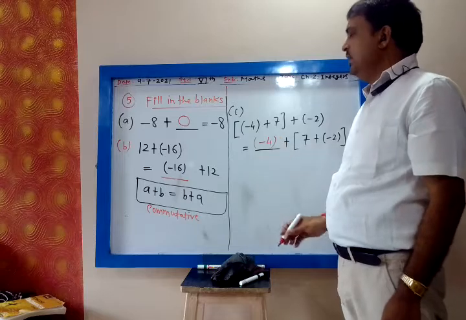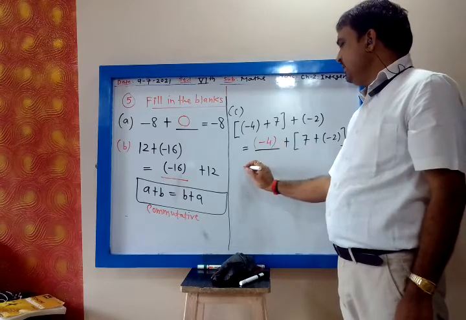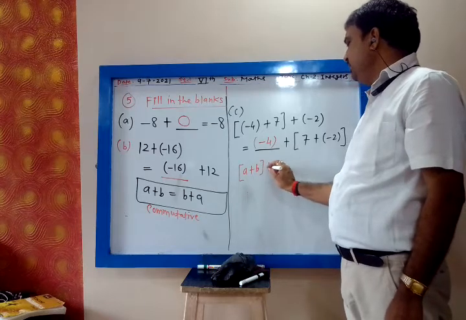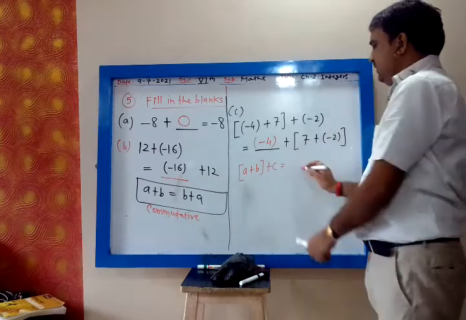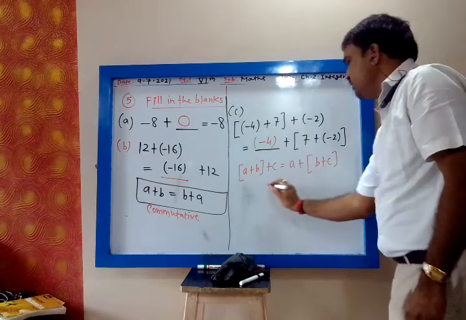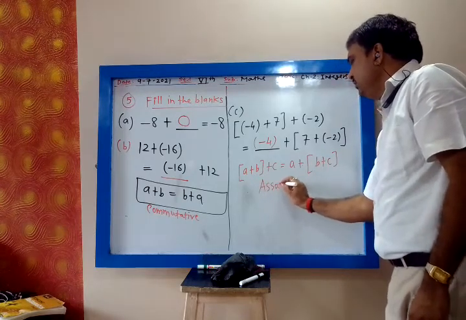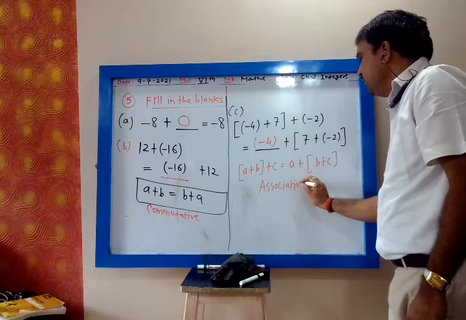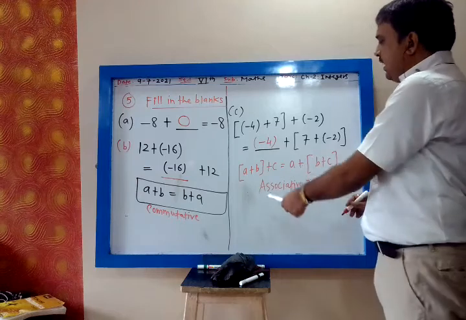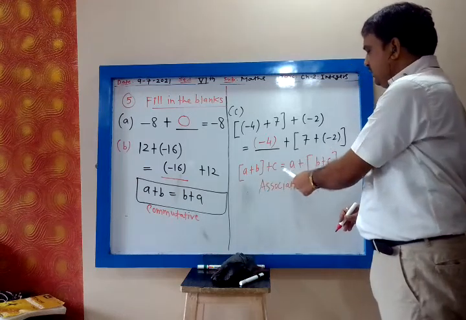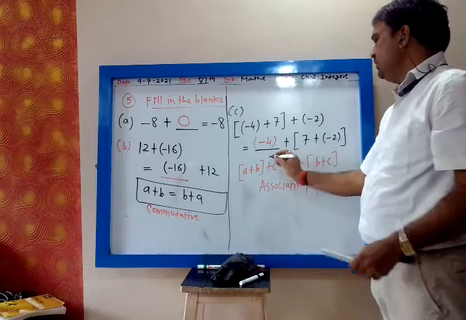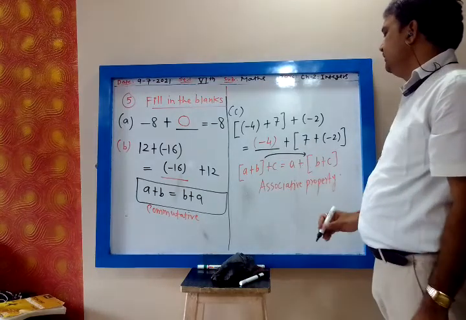Why? Because see, this property is known as, see, bigger bracket A plus B plus C. A plus B plus C, you can shift the bracket. That will be A plus B plus C. This property is known as associative property. So by associative property, you can shift the bracket. Earlier the bracket was between A and B. Now the bracket is between B and C. We have shifted the bracket.